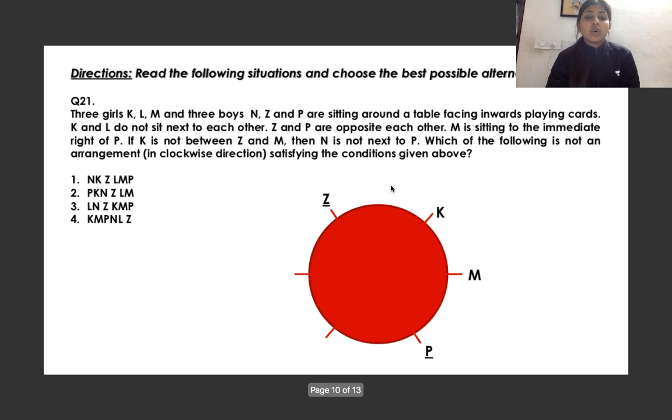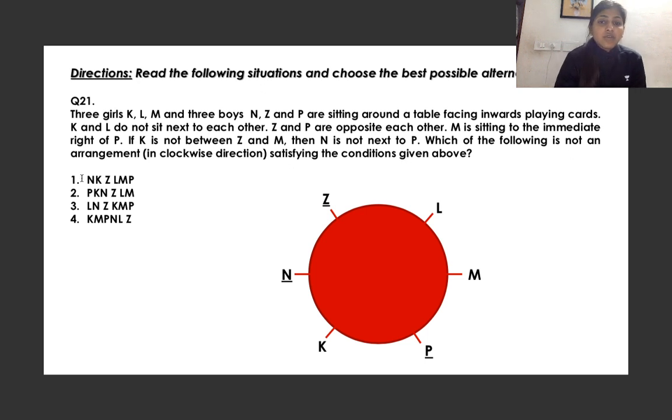So according to all these solutions, let's check the options, because we have to answer the one which is not an arrangement in clockwise direction. So if you start from N, which one is satisfying here? Option 2: P, K, N, Z, L, M. If you start counting from here, P, K, N, Z, L, M, it is satisfying. So that is not the answer.